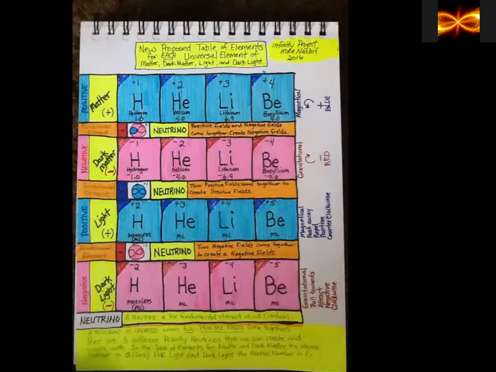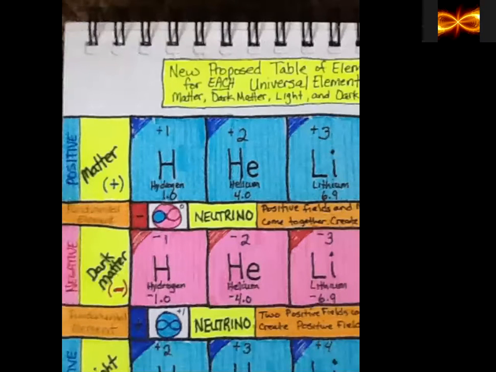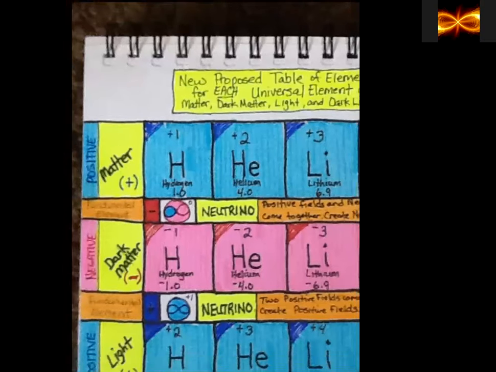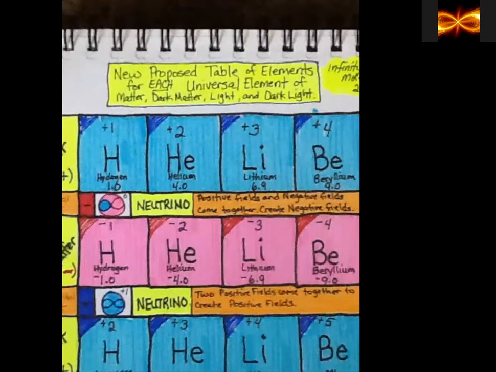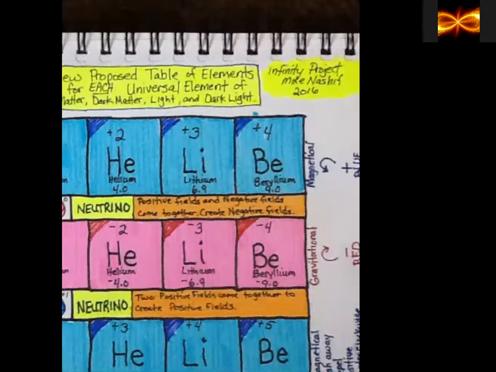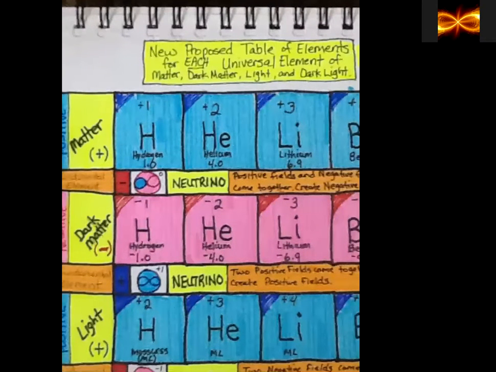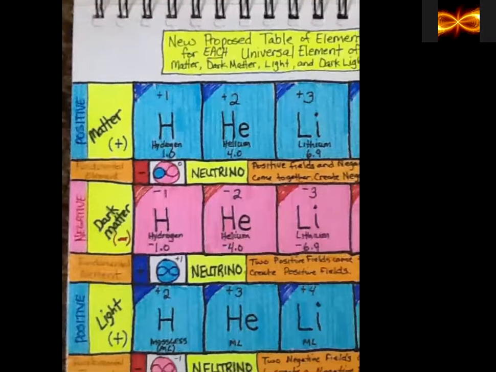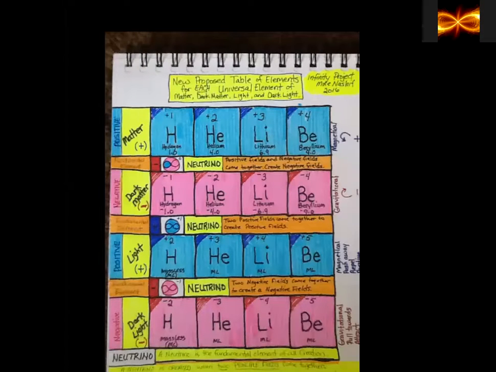And picture that last tile for the elements right here at the very top. Let's say matter, the new proposed table of elements for each universal element of matter, dark matter, light, and dark light, the Infinity Project, Mike Nash of 2016. What I've done here is identify these by polarity. I've separated them for you, and when we do this, you'll understand why.